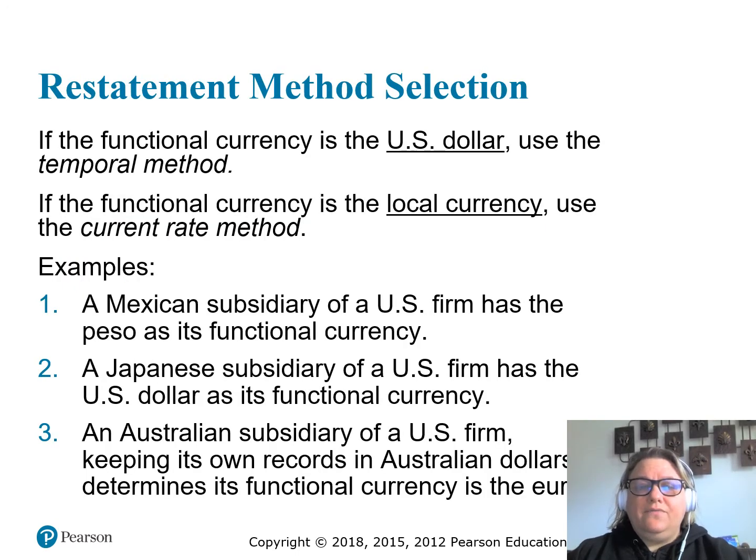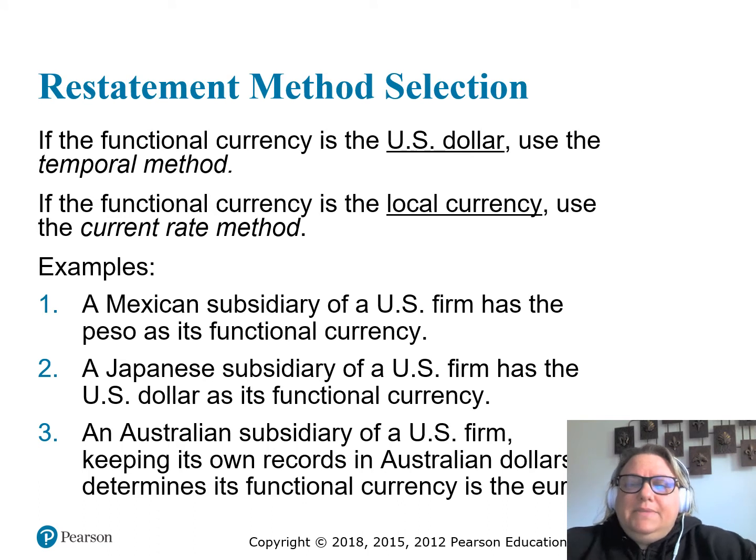Okay, so if we're looking at restatement method, if the functional currency is the US dollar, then we'll use the temporal method. If the functional currency is the local currency, for example, if you were doing business in Dubai, then you'll use the current rate method. Okay, so here's some examples of that.